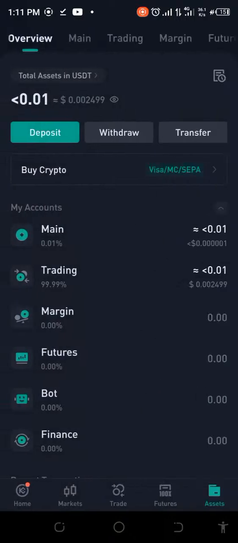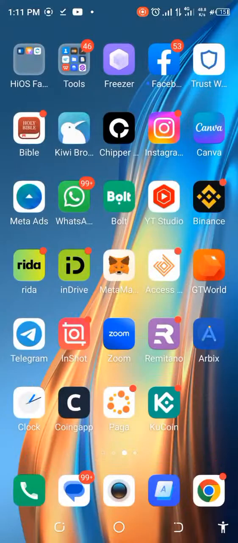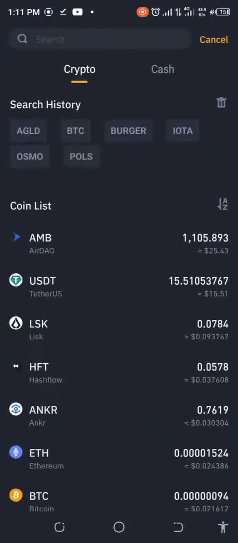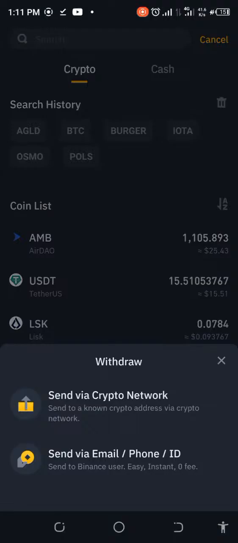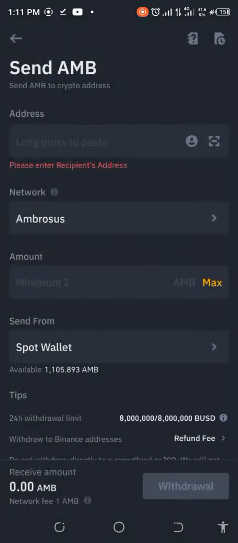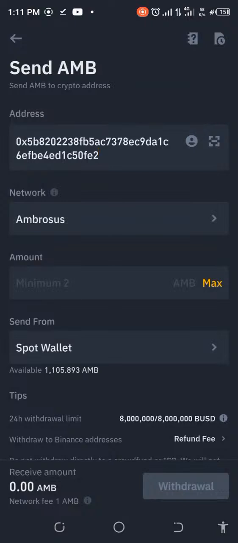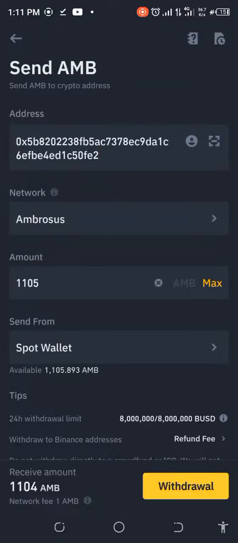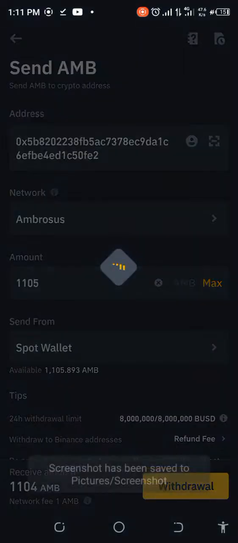And then make sure it's the same network, right? With the one that you're sending from. So we just need to, yeah, you can see everything is here right now. And then we click on crypto network and we put in the address there. Good. So everything, and we put max. I guess everything is good to go. Let's take a screenshot as usual. And then we click on withdrawal.